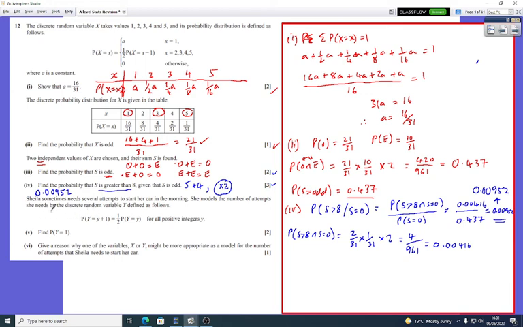Right, so here it goes. Sheila sometimes needs several attempts to start a car. In the morning, she models the car with a discrete random variable y, which follows this distribution. For all positive values of y, find when y equals 1. Right, let's do a table here.